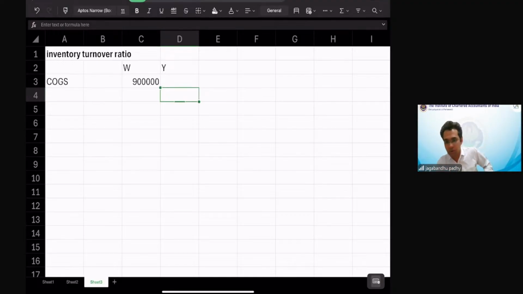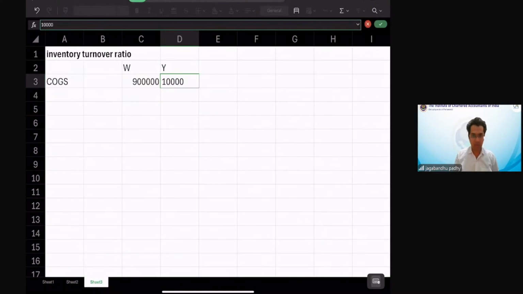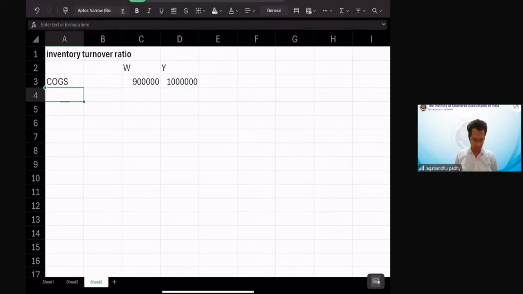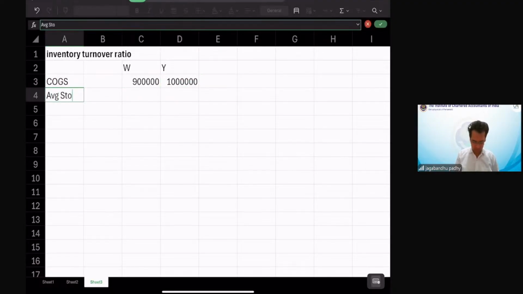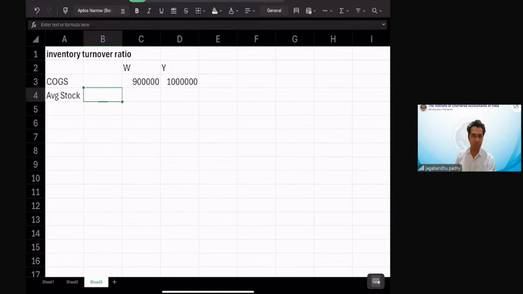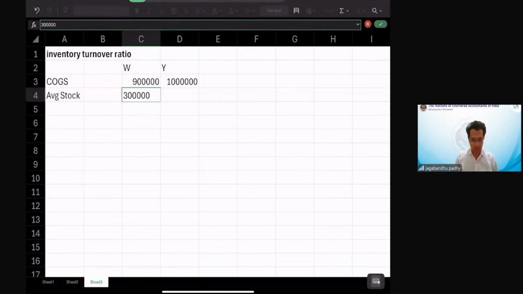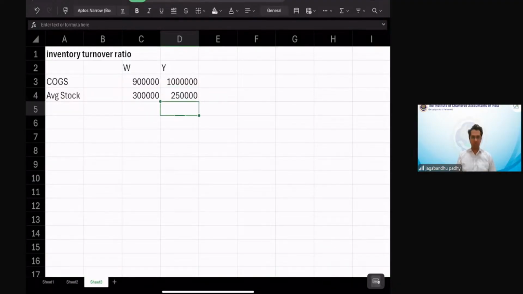Okay. Let's get started. So COGS, let's say for company W is 9 lakh and for company Y is 10 lakh, and we have the average stock as, let's say, 3 lakh and 2 lakh 50,000. So COGS is 9 lakh and 10 lakh. Average stock is 3 lakh and 2 lakh 50,000.